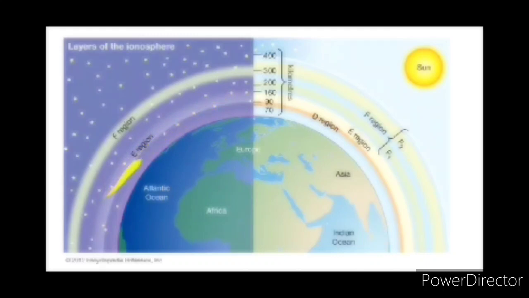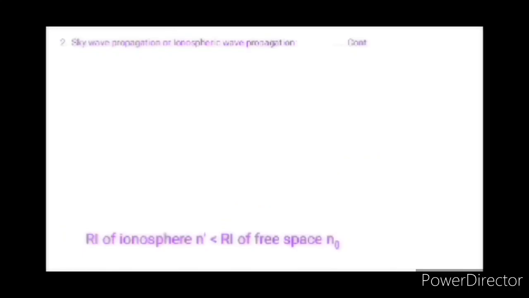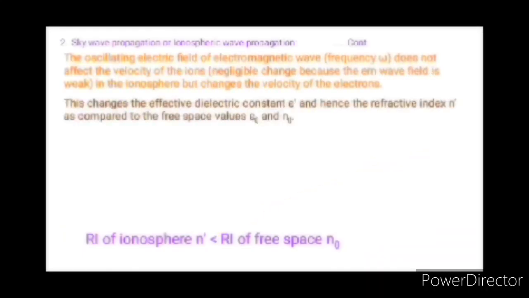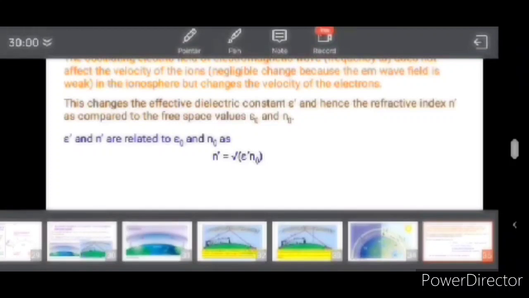The oscillating electric field of the electromagnetic wave of frequency omega does not affect the velocity of ions, with negligible changes, because the electromagnetic wave field is weak in the ionosphere, but it changes the velocity of electrons. This changes the effective dielectric constant epsilon r and hence the refractive index eta dash as compared to the free space dielectric constant and refractive index. The two are related by the formula eta dash is equal to the square root of epsilon dash over epsilon naught, and eta dash will be given by this particular expression.